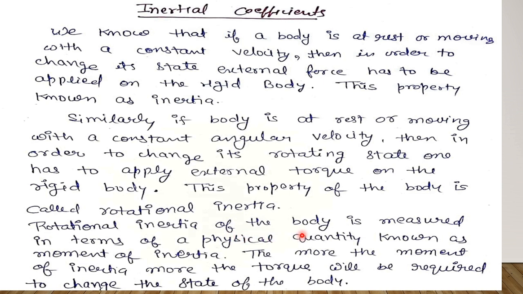Rotational inertia of the body is measured in terms of a physical quantity known as moment of inertia. The more the moment of inertia, the more torque will be required to change the state of the body. So, in translational motion, we have the property of inertia, for which the greater the mass, the greater the force that will be applied. Similarly, in rotational motion, we use torque and moment of inertia. The more the moment of inertia, the more torque will be required to change the state of the body.